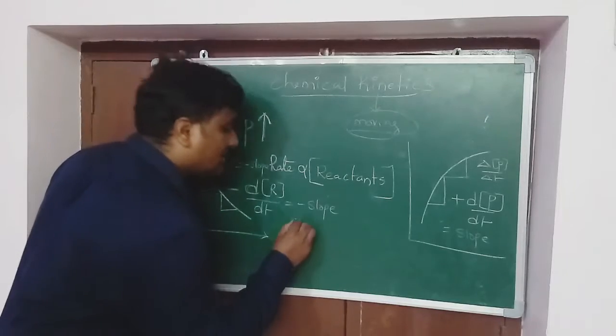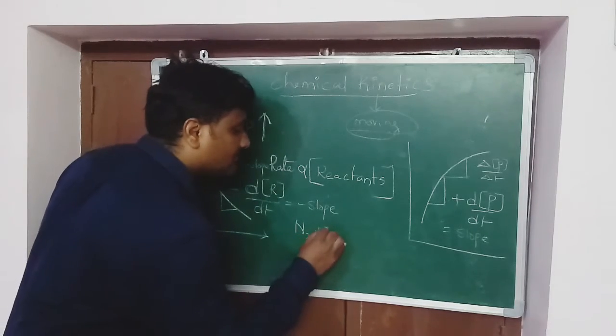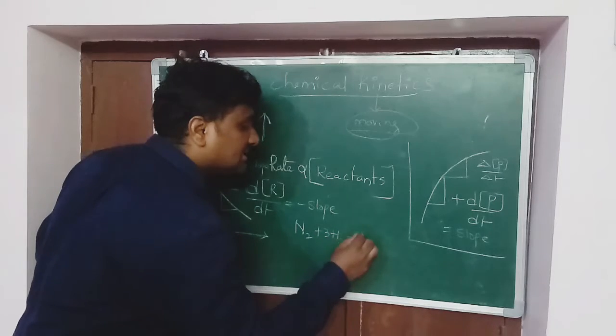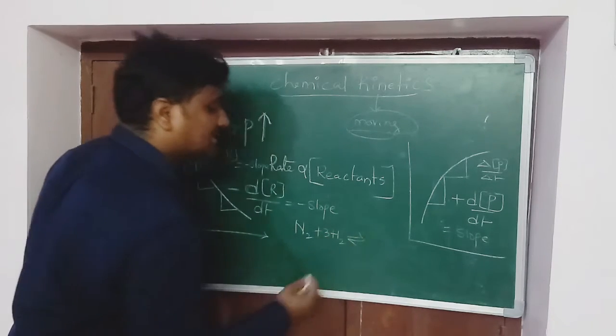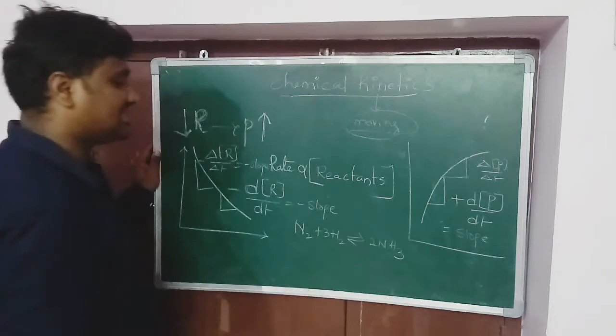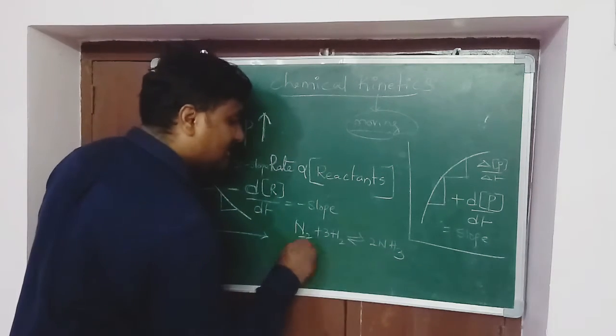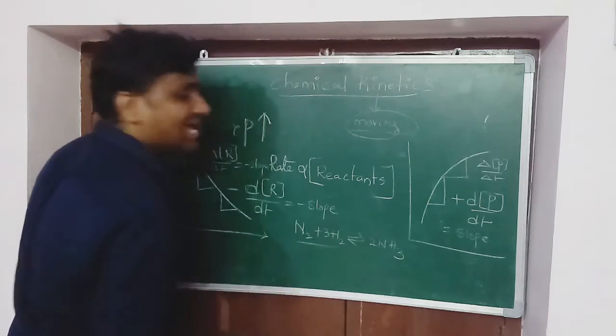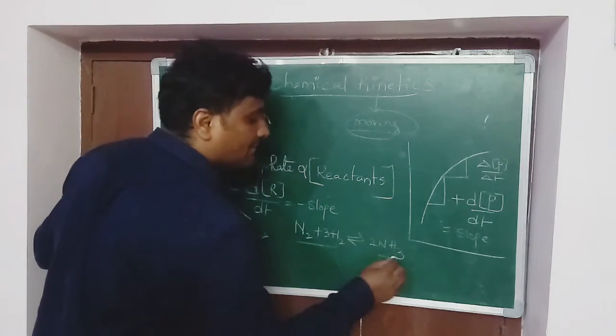So, an example is the Haber process, N2 plus 3H2 gives rise to NH3. This is the Haber process example. Here nitrogen and hydrogen are the reactants. Here ammonia is the product.